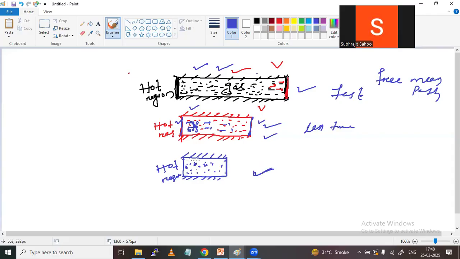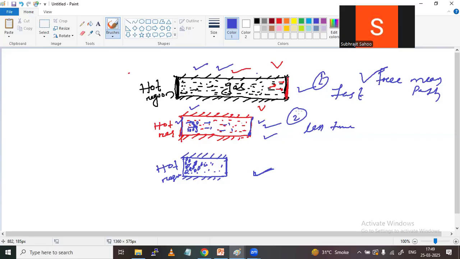Why? Because by decreasing the volume, the molecule gap, which is called the mean free path, is reducing. Once the mean free path is reduced, then what will happen? If the mean free path is reduced, then molecules transfer the heat very effectively. That's why this end will get heated very quickly compared to the first one and second one, right? So this is the concept I told, how the heat will be transferred.